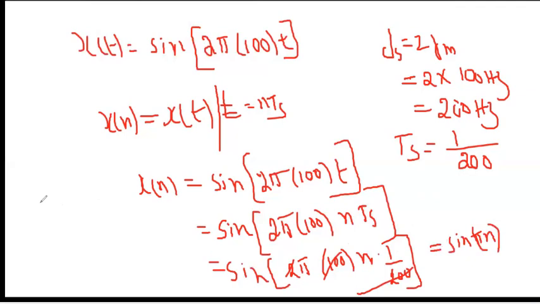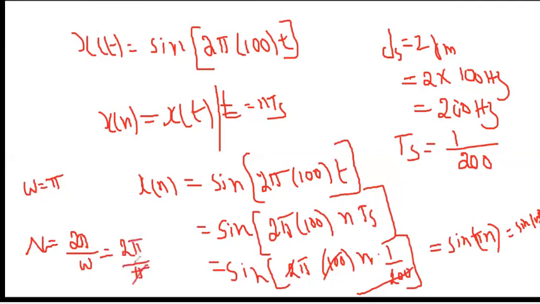Now you can find the fundamental period by comparing with omega. What is the omega? Because sine pi n is equal to sine omega n, the omega is equal to pi. The fundamental period N is equal to 2 pi by omega, which is 2 pi by pi. Pi gets cancelled, N is equal to 2. So for this function, N is equal to 2. The number of samples per cycle is 2.